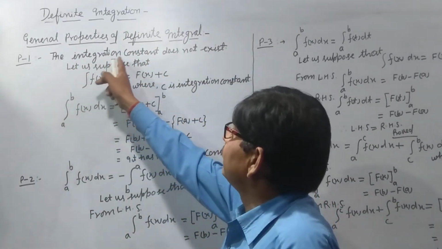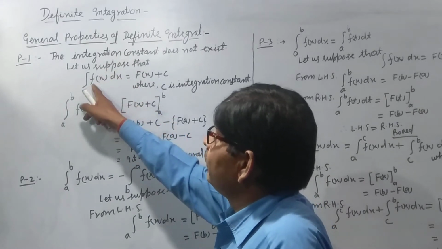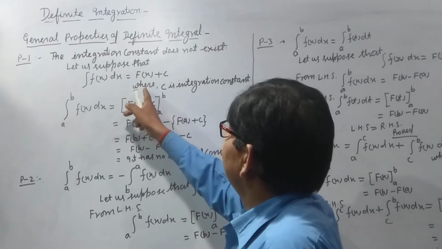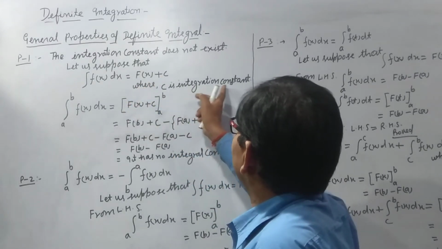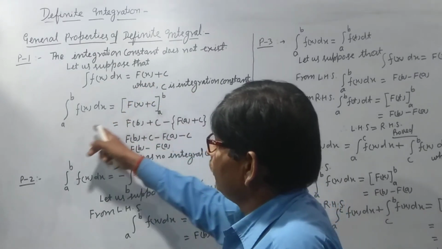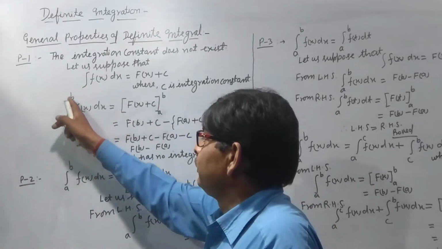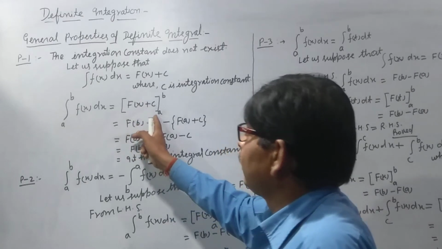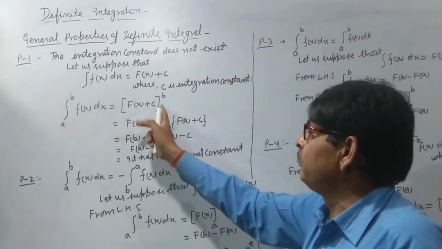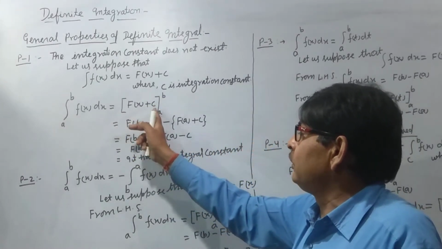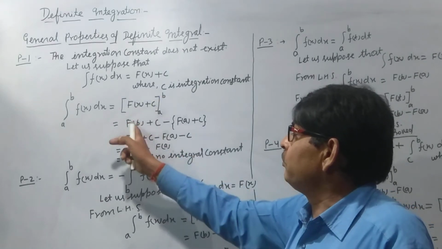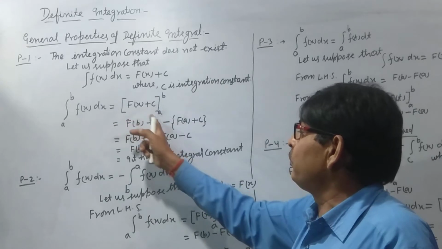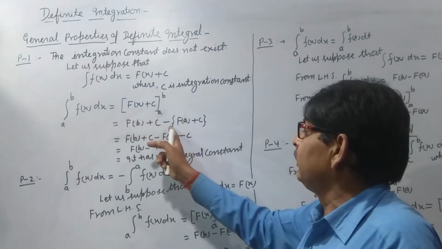Let us suppose that the integration of f(x) dx is equal to F(x) plus c, where c is the integration constant. Now the integration from a to b of f(x) dx is equal to F(x) plus c, with lower limit a and upper limit b. Putting these limits, F(b) plus c minus F(a) plus c.